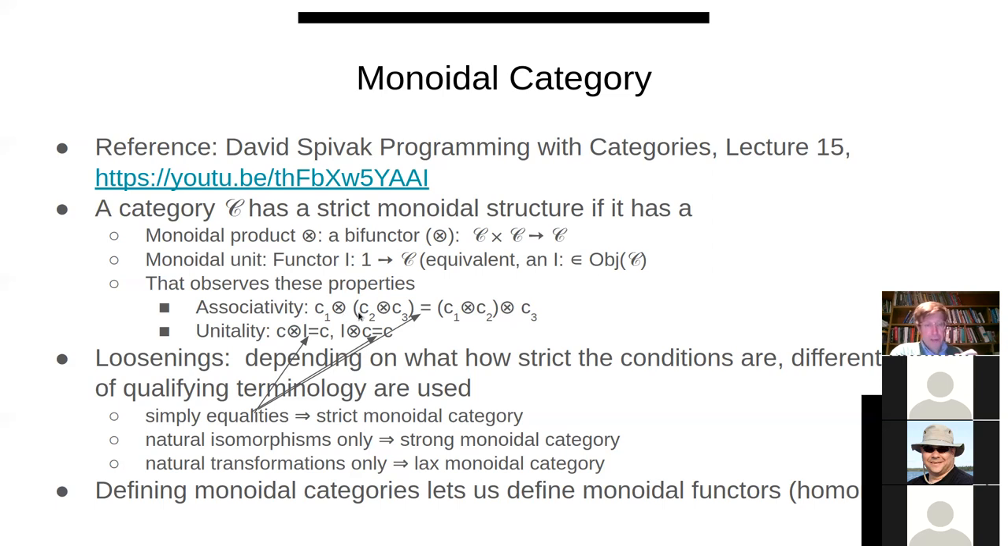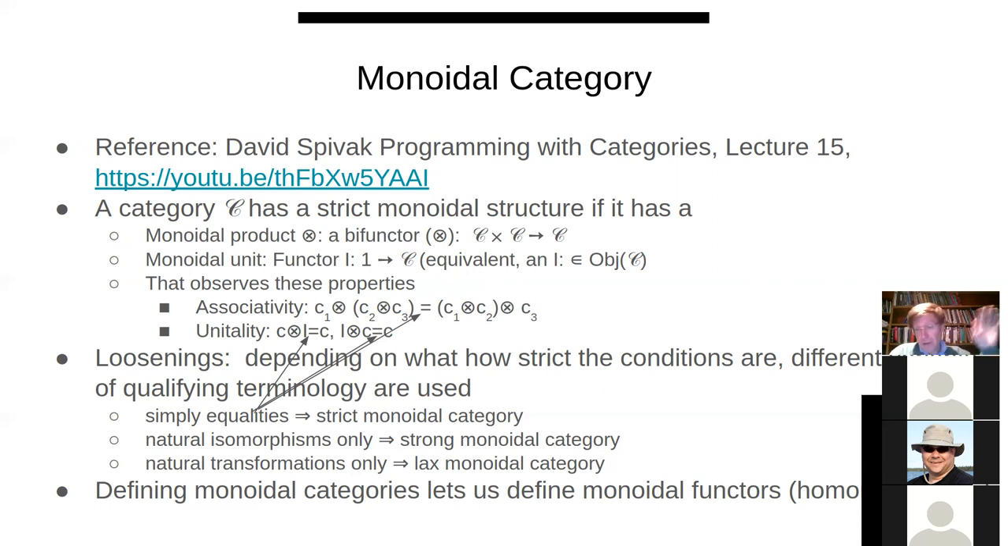And it has to observe these properties. So this functor, which maps from C cross C to C, from pairs of objects in C into C, and pairs of morphisms in C into a morphism in C, has to observe associativity and unitality. So if you combine this special monoidal unit with any other object using this bifunctor, you get that other object back, in whatever order, and you have to have this associativity.